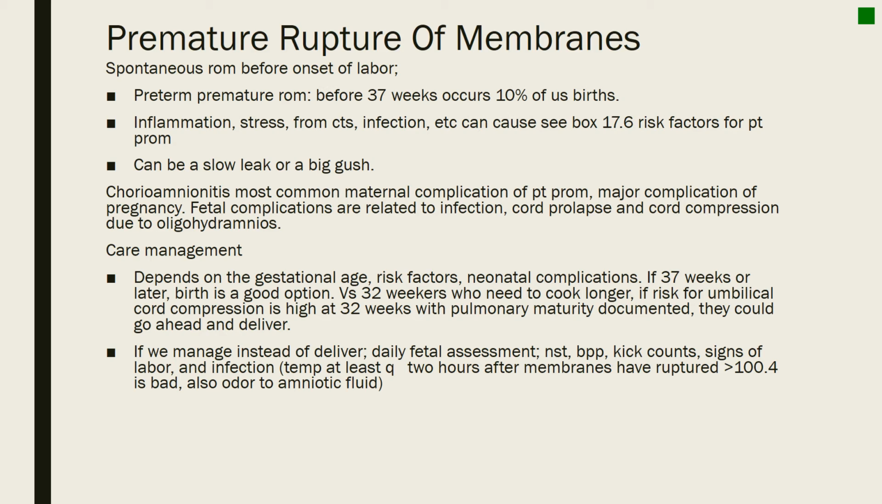32 weekers who need to cook longer, maybe there's risk for umbilical cord compression. At 32 weeks, if we have pulmonary maturity documented, we could go ahead and deliver. It's just going to depend on what's going on with this particular pregnancy. If we manage instead of deliver, we're going to do daily fetal assessments. We talked about these last module, non-stress test, BPP, kick counts. We're going to watch for signs of labor, infection, anything over 100.4, on and on.